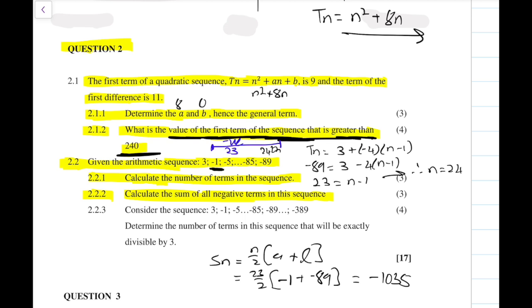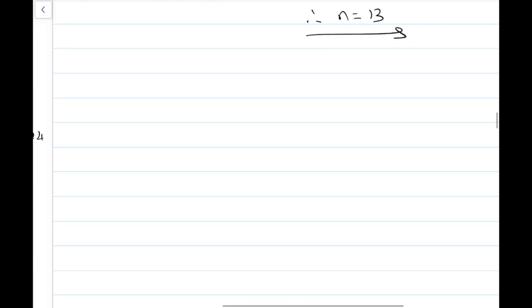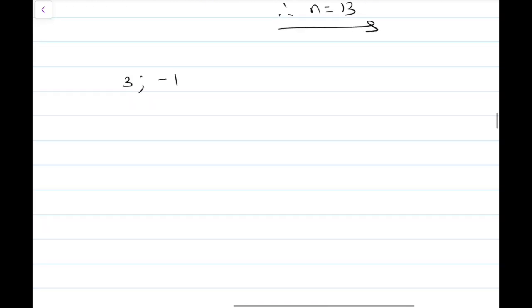But that's basically what I would use. Okay, 2.2.3, consider the sequence. That's the same sequence, but now all the way to minus 389. Determine the number of terms in this sequence that will be exactly divisible by 3. So what we normally do is find out, is our last term actually divisible by 3? Minus 389 divided by 3. Unfortunately, that's not going to be divisible by 3. So we're going to set this up like this here: 3, minus 1, minus 5 and so onwards.